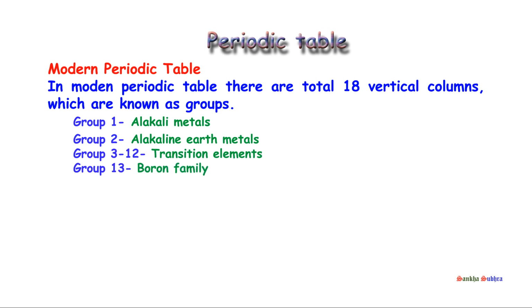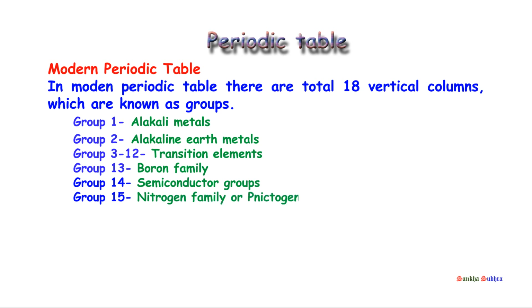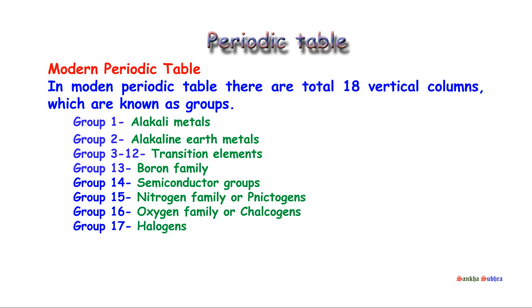Group 13 is termed the boron family, as the first element of that group is boron. Group 14 is known as the semiconductor group. Group 15 is known as the nitrogen family, as the first element of that group is nitrogen. Group 16 is known as the oxygen family, as the first element of that group is oxygen, and group 16 is also known as chalcogen. Next, group 17 is known as halogen. Group 18 is known as the noble gas or the inert gas.